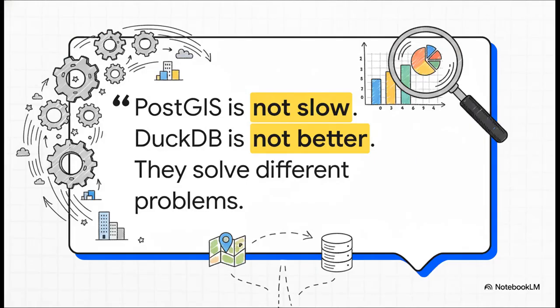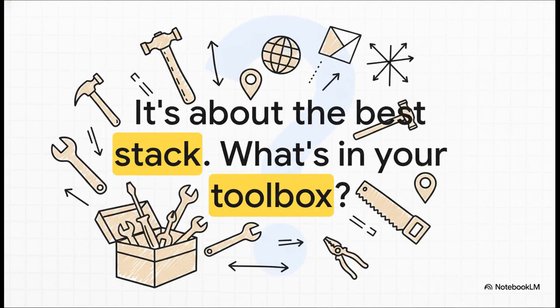And that right there is the big takeaway from all of this. We have to stop asking which one is faster and start asking which one was built for this exact problem. PostGIS isn't slow. It's an insanely fast transactional database. DuckDB isn't magically better. It's a purpose-built analytical engine. They just solve different problems. So the real shift in thinking here is to stop looking for the one single best tool and start designing the best stack. You know, the best architects don't have one favorite hammer. They have a whole toolbox, and they know exactly which tool to pull out for which job.